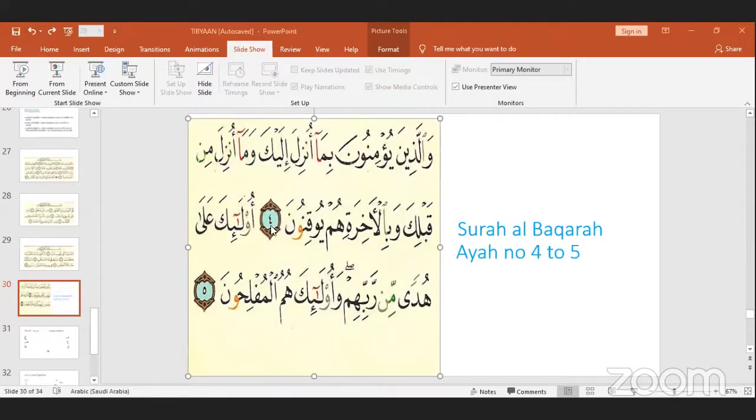So now I'll go to the fifth ayah. This is the last ayah for today.